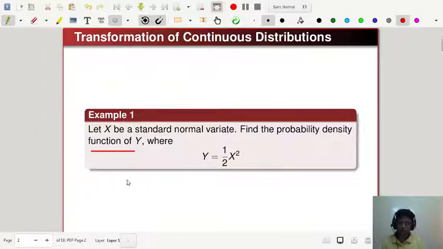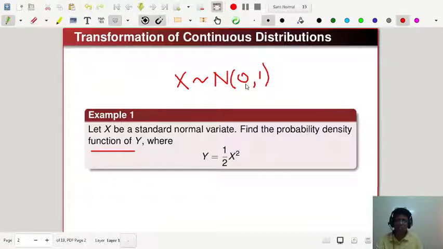So your problem is a random variable X which follows a standard normal distribution, and you have to find the probability density function of the function Y. For the standard normal distribution, the parameters are 0 and 1: m is 0 and sigma is 1. m is called the mean of the distribution, sigma is called the standard deviation of the distribution. So we write symbolically that X follows the standard normal distribution. You have to find the probability density function of Y.